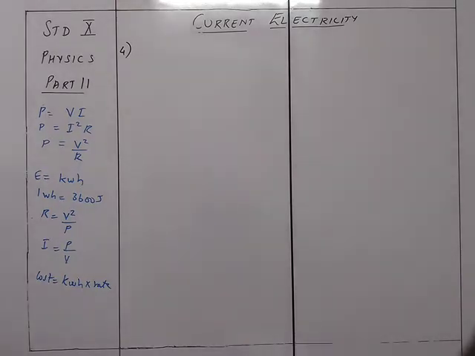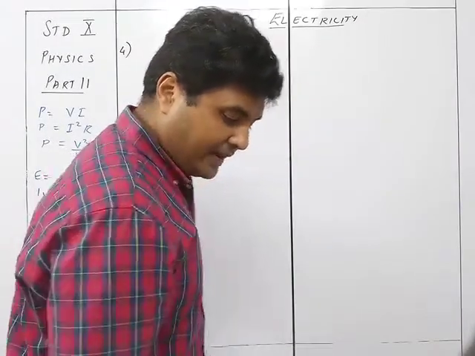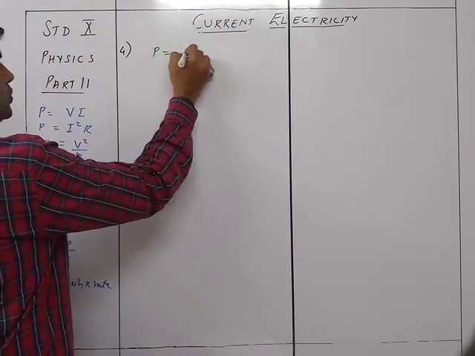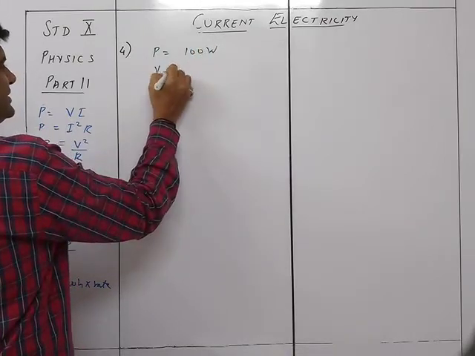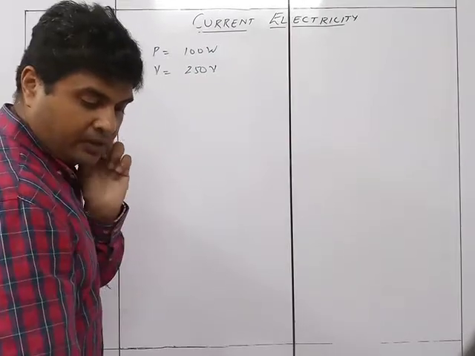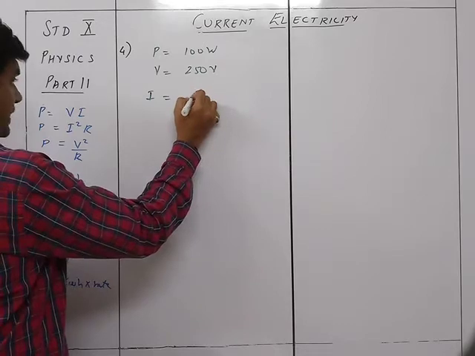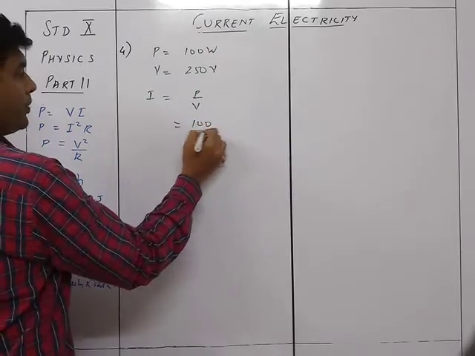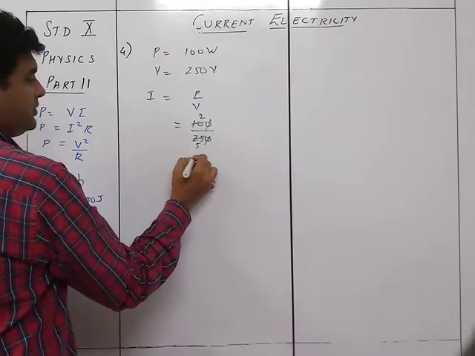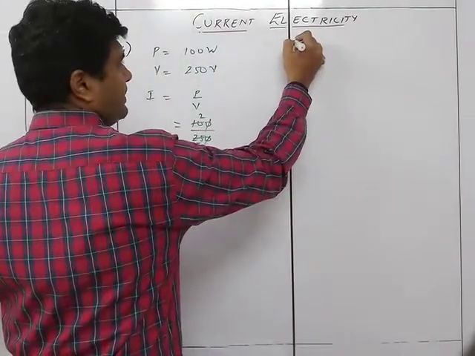So we continue with the fourth sum of the exercise, the numericals. Sum number 4: the electric bulb is rated for 100 watts. The given is that power is equal to 100 watts and the voltage is equal to 250 volts. It's a very simple sum. We need to find out the current. So we know I is given as P upon V, which is 100 upon 250. That's going to be 25 twos are 5s are, that is 0.4 ampere. Very easy sum. The next is sum number 5.